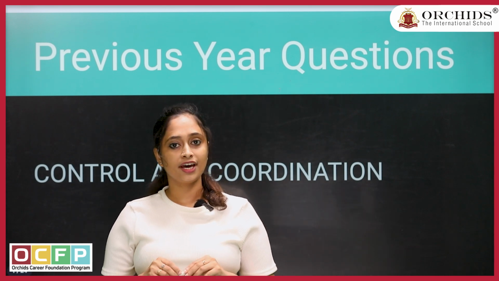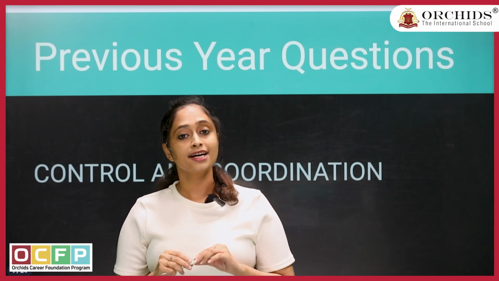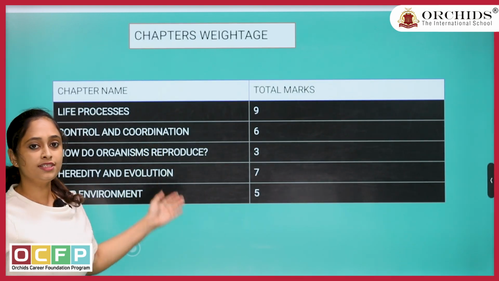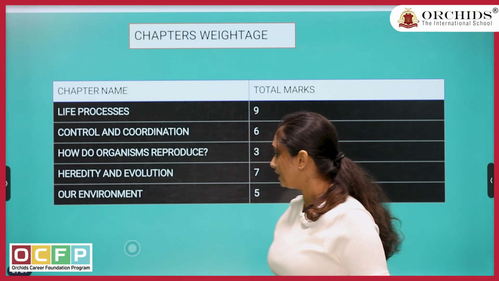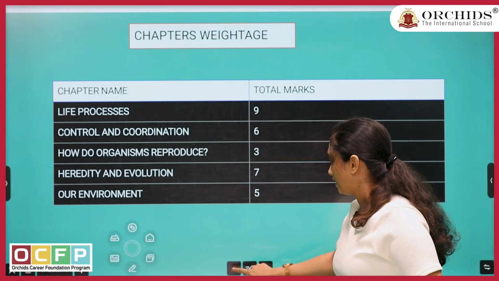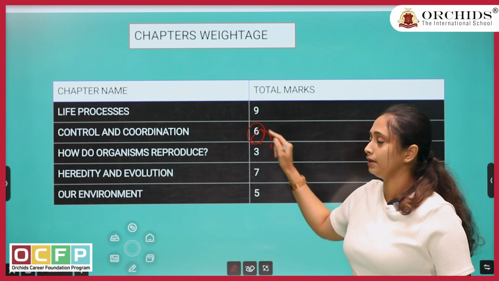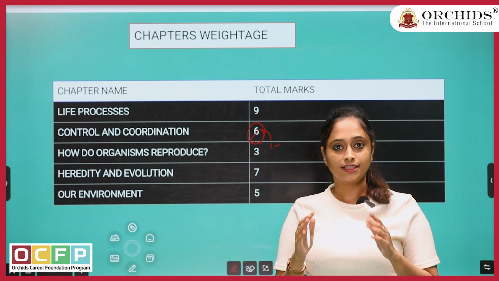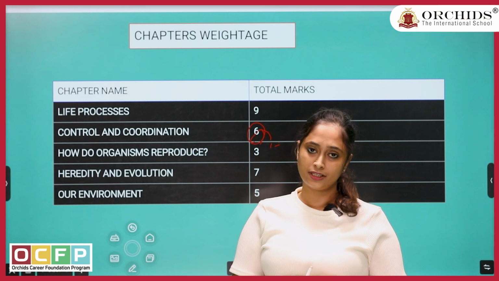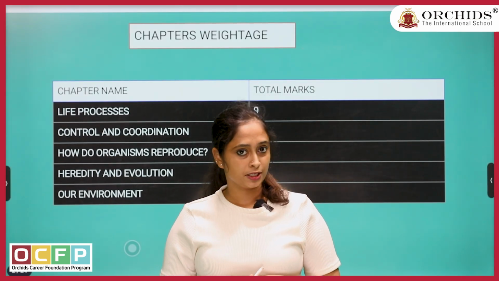In this video, we are going to discuss previous year questions from the chapter Control and Coordination. If you see the weightage of the chapter, Control and Coordination has 6 marks weightage. That means you will get a 6 mark question from this chapter in your board exam. So now we need to see the different questions from the chapter.